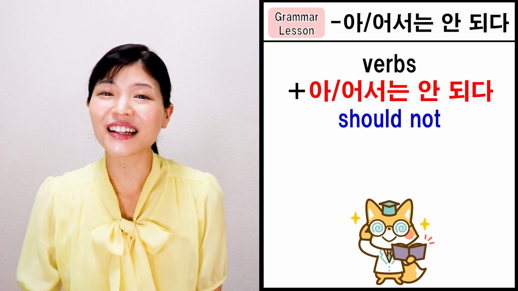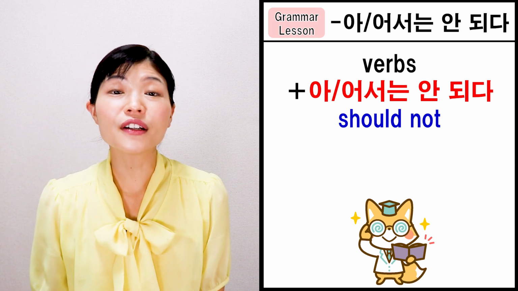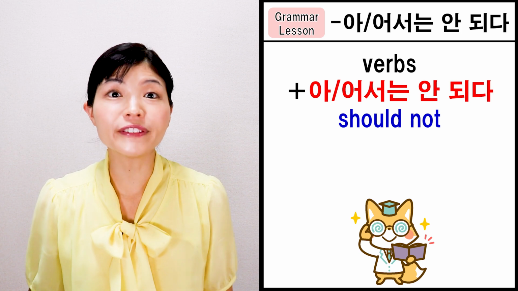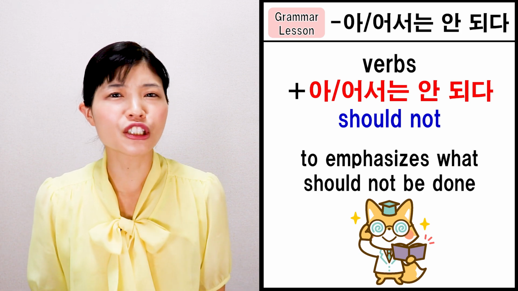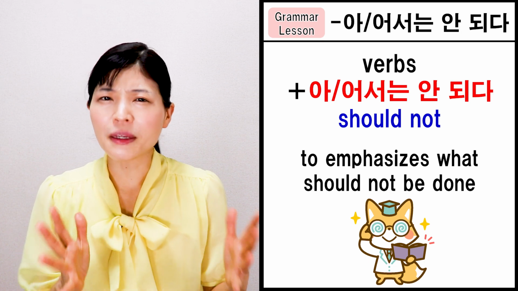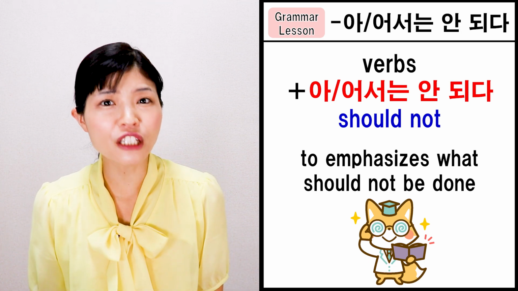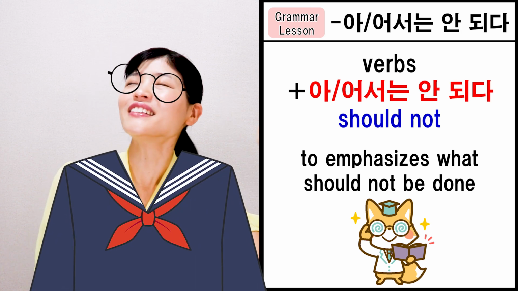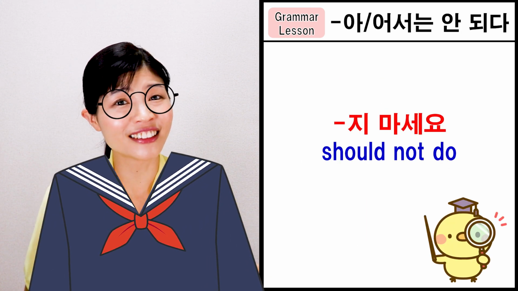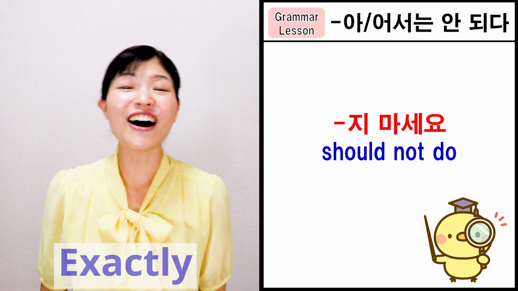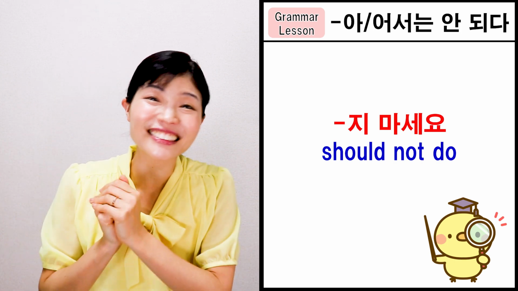Alright! Then let's look at the second grammar. 아어서는 안 되다 follows verbs and it means should not. It emphasizes what should not be done. Do you remember a similar expression we learned before? 선생님, is it 쥐 마세요? Should not do? Exactly! Oh my god, very impressive!